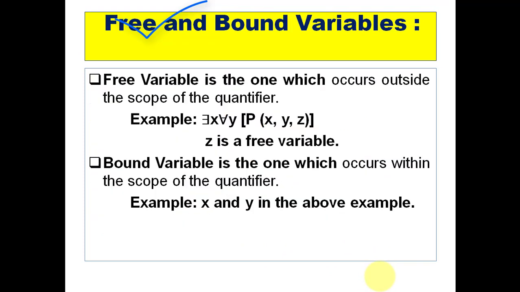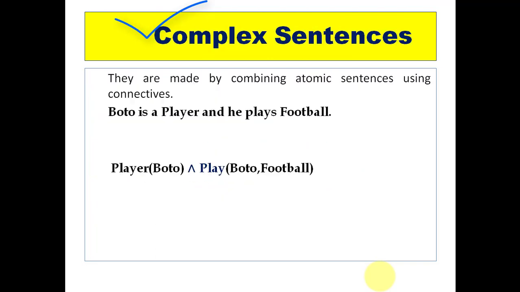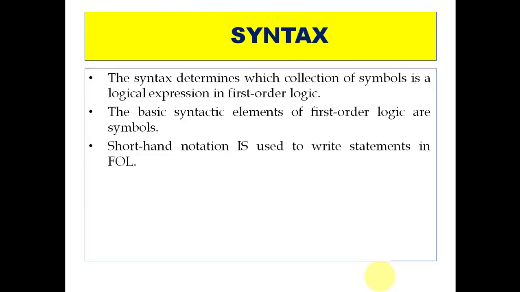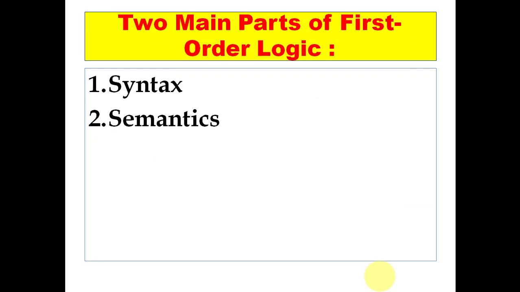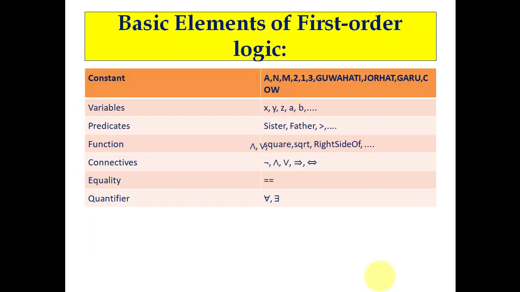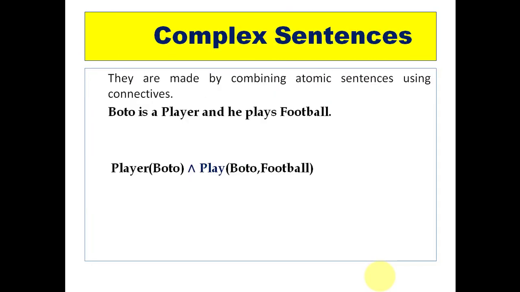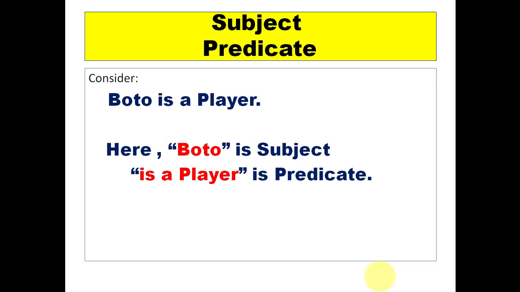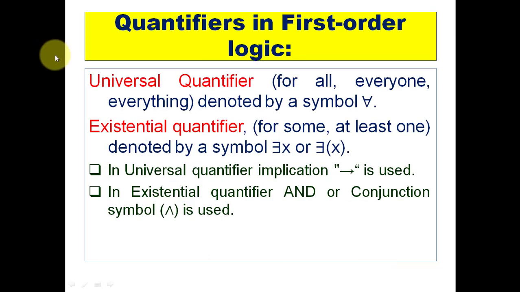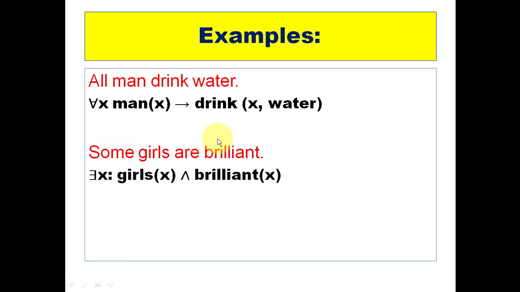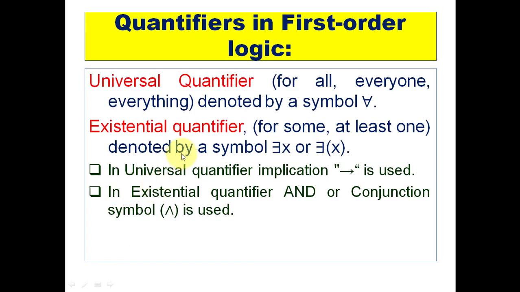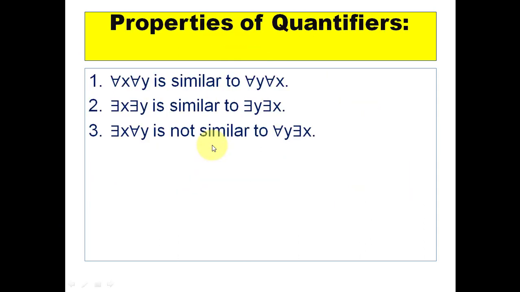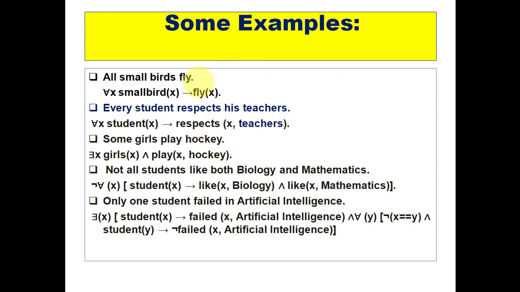Okay, so I hope this lecture about predicate logic is now very clear to you. Here we have discussed a lot, beginning with the definition of predicate logic, then objects, relations, functions, then syntax and semantics, then basic elements of first order logic, then atomic sentence followed by complex sentence, and some subjects and predicates examples with universal quantifier and existential quantifier, and then some examples to very clearly explain the universal and existential quantifier, and then free and bound variables, with some more important examples which are clearly illustrated.